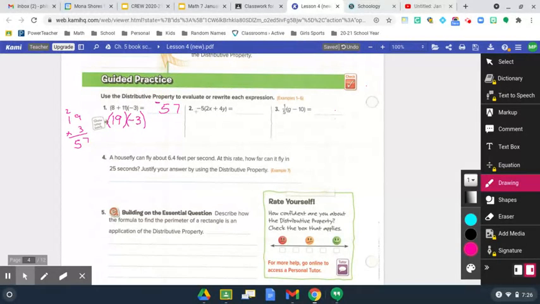-57. Number 2, -5 times 2x plus 4y. So I have variables. I cannot do order of operations. I do have to distribute. So I'm going to draw my arrows so that I know exactly what I need to go and multiply each one by. This is now -5 times 2x plus -5 times 4y.